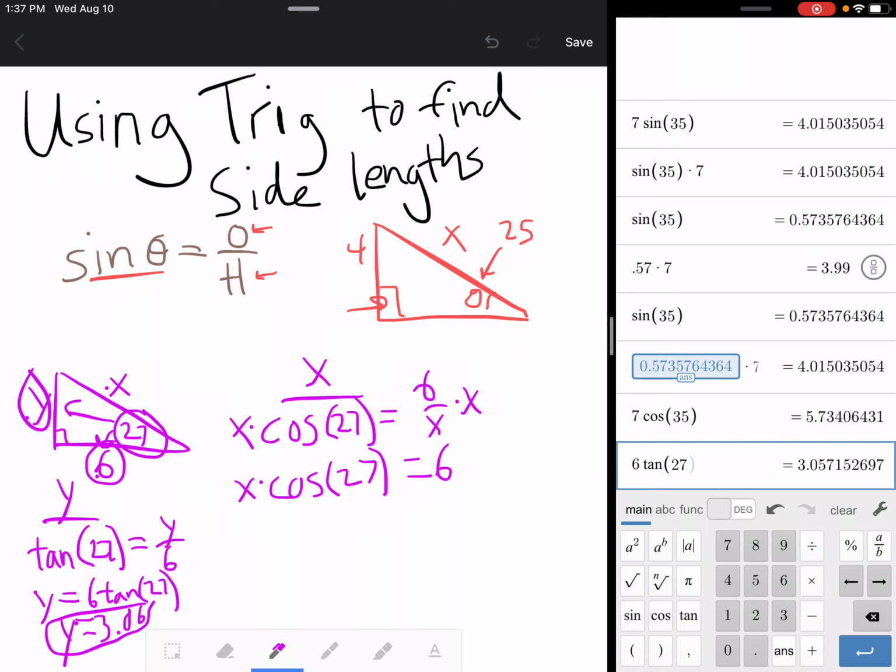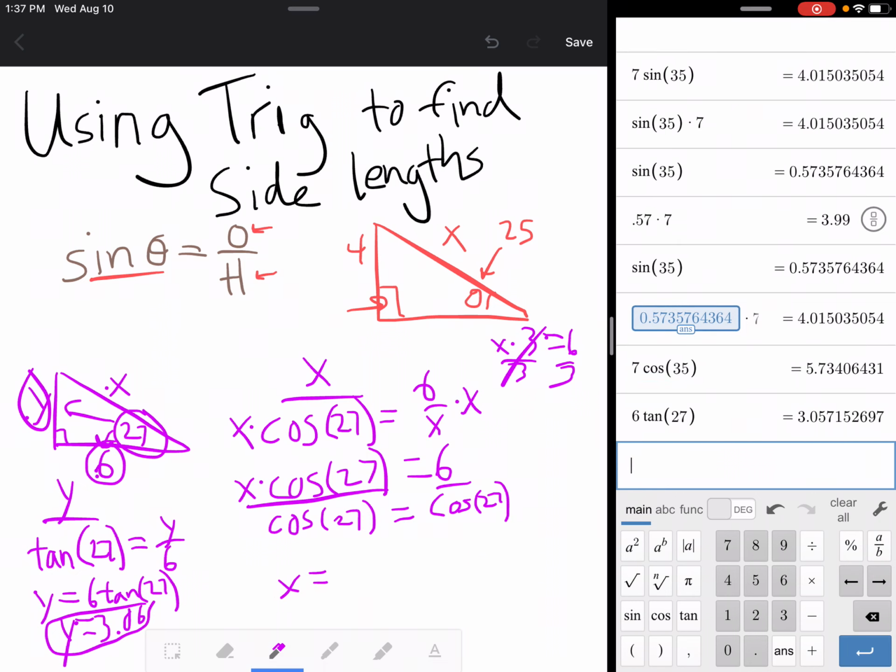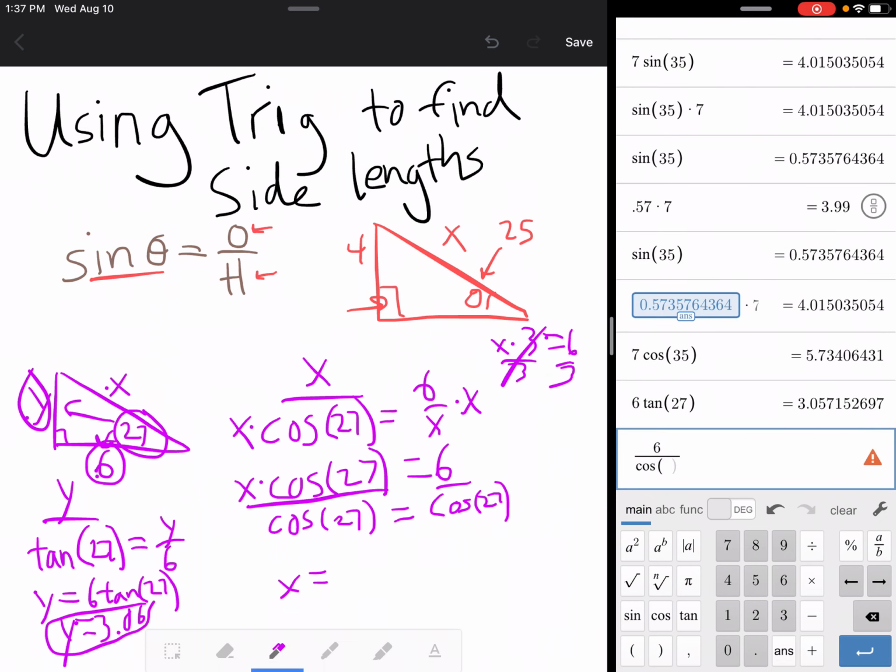And this looks weird, but I got to remember that cosine 27 is just a number. And so, if I had x times 3 is equal to 6, I would divide both sides by 3 to get x by itself. I'm going to do the same thing here, except it's now going to be the cosine of 27 that I'm going to divide by. So cosine 27, and then x equals, let's type that in, so 6 divided by cosine 27, we get 6.73, give or take. And there we go.